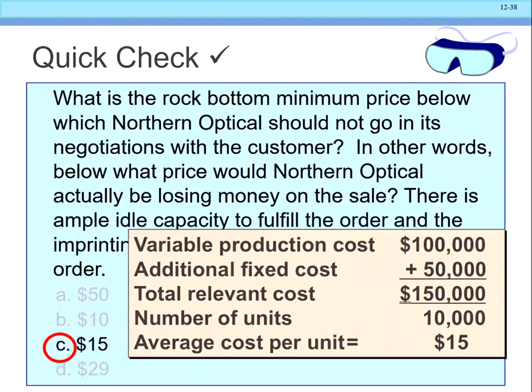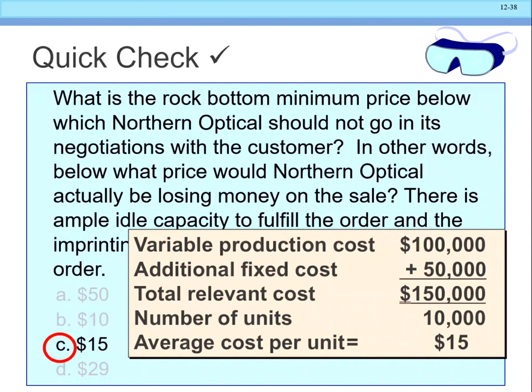However, the imprinting machine is relevant because it's avoidable. If we decide not to go for this order, we are able to avoid that cost. Therefore, the total relevant cost will be 150,000 and the number of units we are going to produce is 10,000. Therefore, the average cost per unit is 15. So this is the minimum price we need to accept.